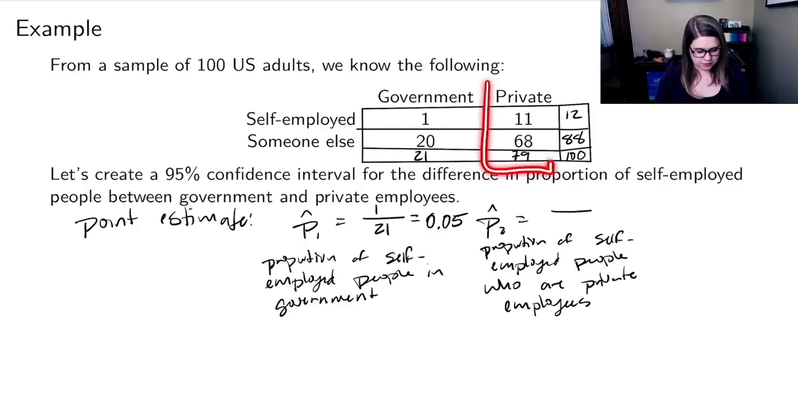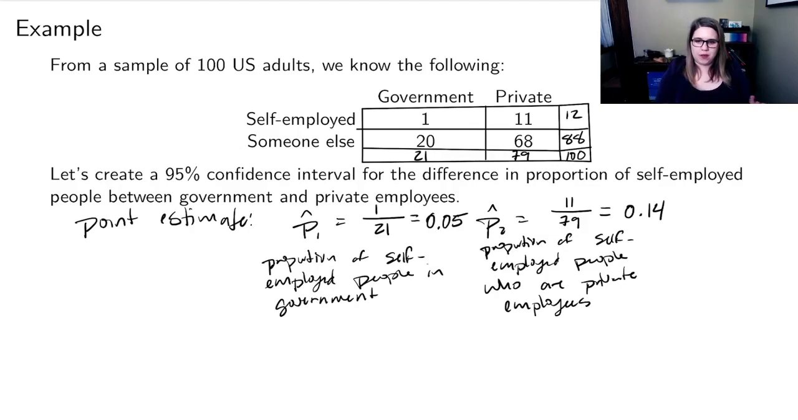And then P2 is the proportion of self-employed people who are private employees. So I'm going to stick to this column. The bottom is going to be the total number of private employees. That was 79. And then the top will be the number of self-employed people, which is 11. And that turns out to be 0.14. I will round.